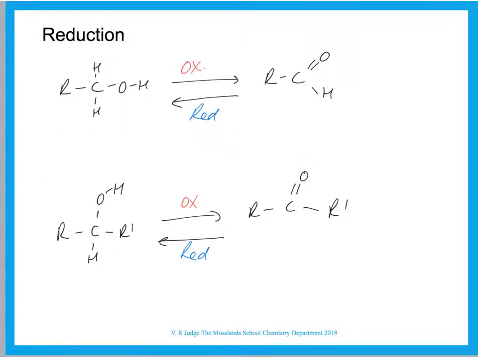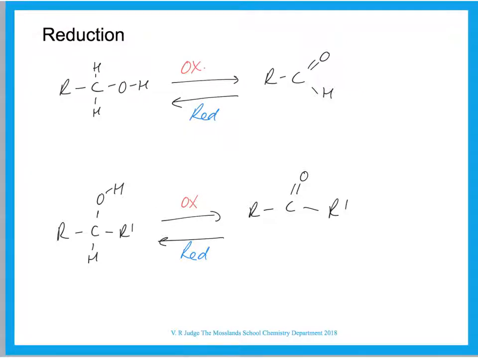Okay, so on to reduction of aldehydes and ketones. As we've seen at the beginning, primary alcohols can be oxidised to aldehydes and secondary alcohols can be oxidised to ketones. Now this also works backwards, so if you can oxidise that way, you can reduce that way. So an aldehyde will be reduced to a primary alcohol and a ketone will be reduced to a secondary alcohol.